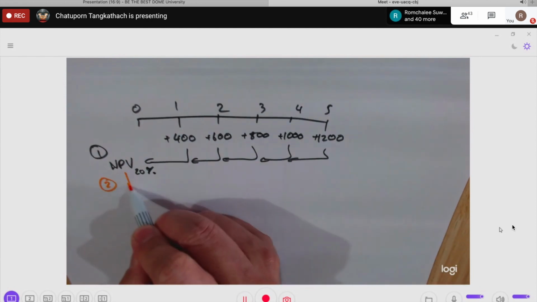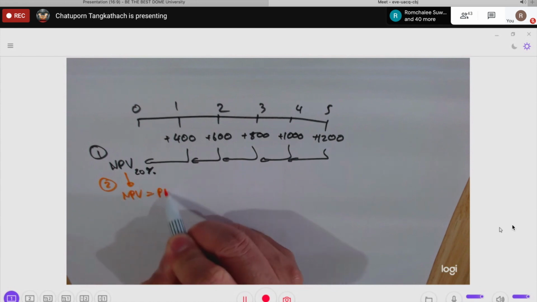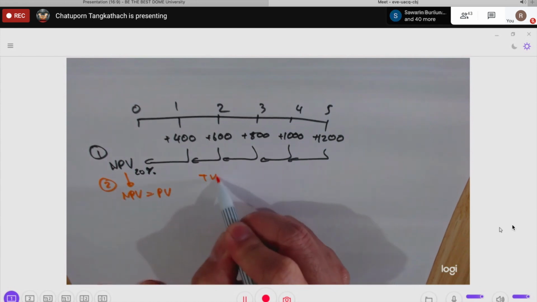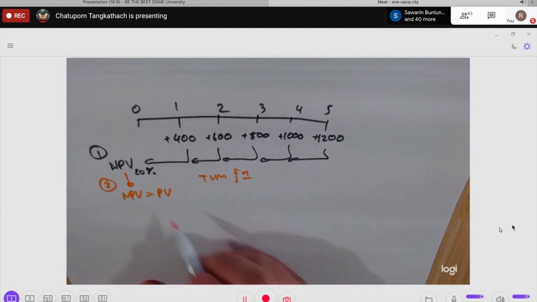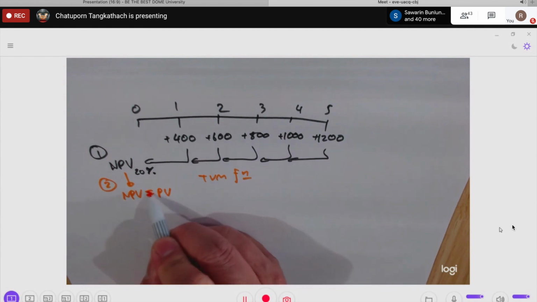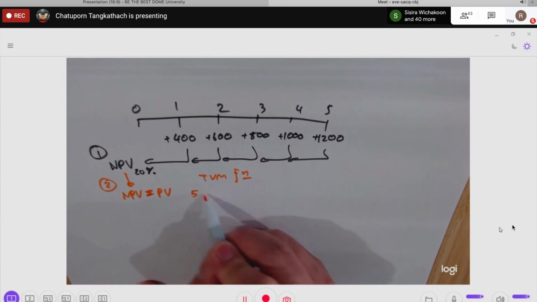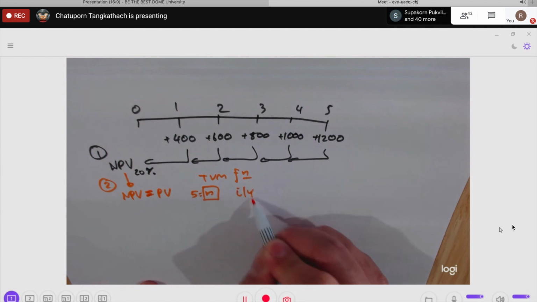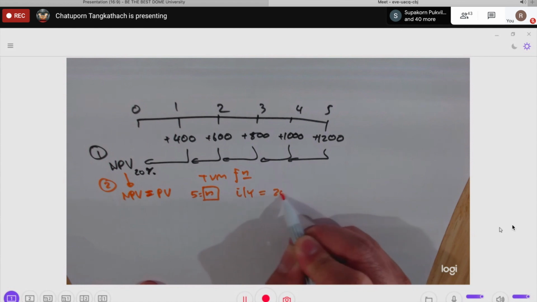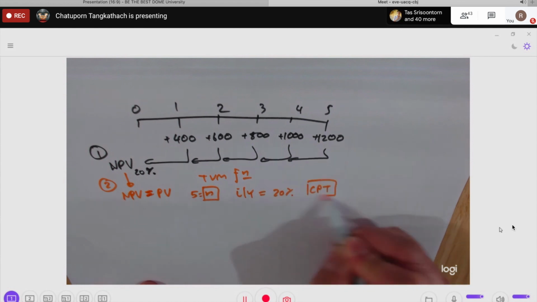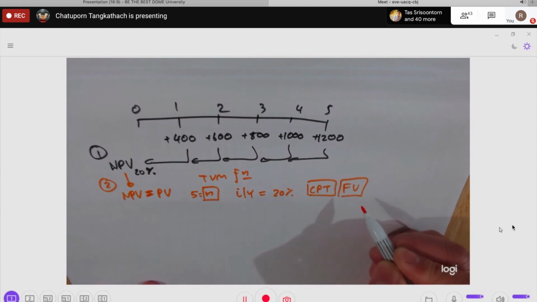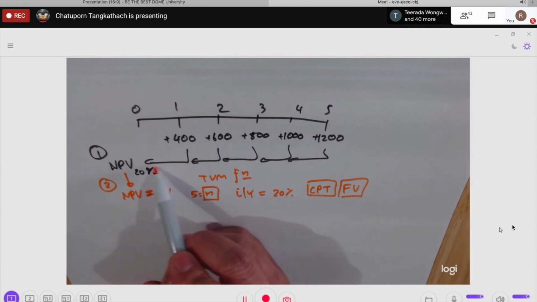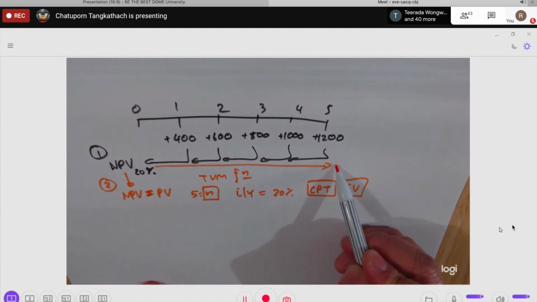Second step, you put your NPV here as the present value and use the time value of money function. Put n equal to 5. Put I/Y equal to 20%. And then you compute future value. So you just throw your NPV back here as future value.